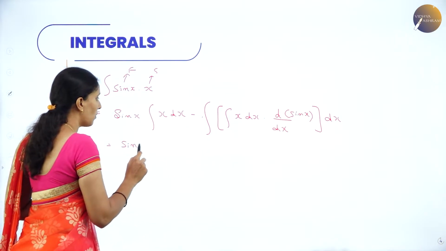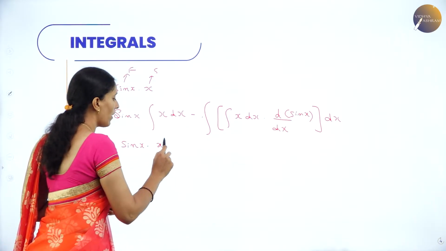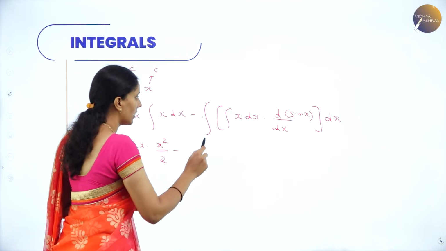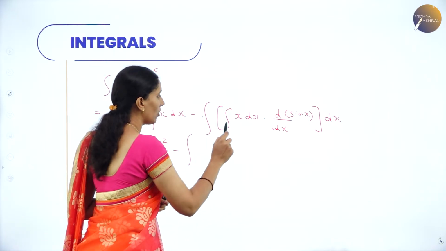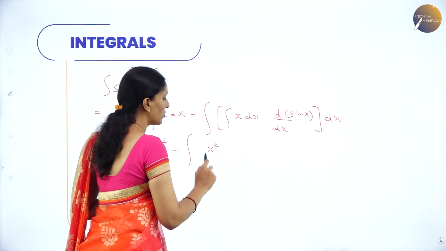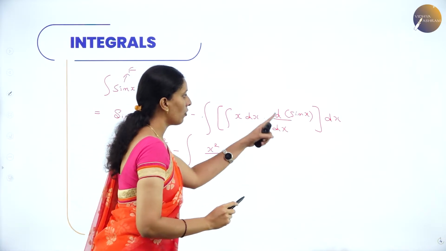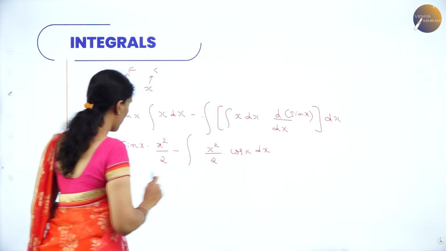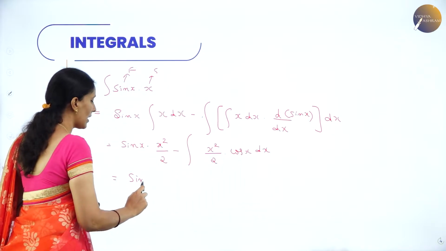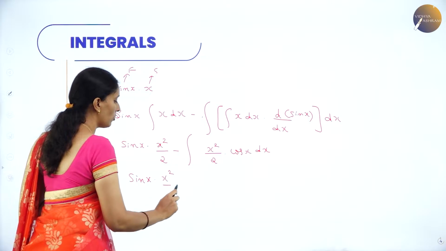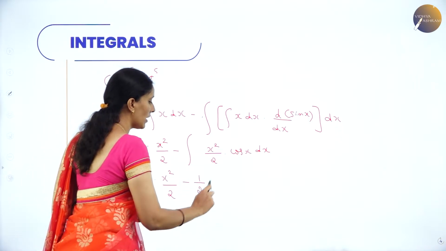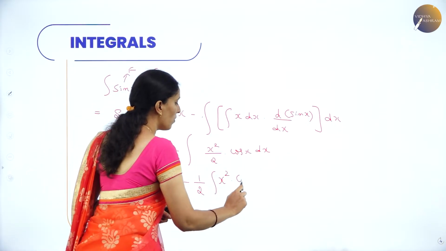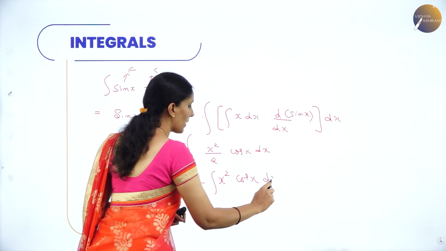Sin x, what is integral of x? X square by 2 minus, again here, what is integral of x? X square by 2. What is derivative of sin x? It is cos x into dx. Now we have sin x into x square by 2 minus half outside. Again we are getting two more functions here with respect to dx.